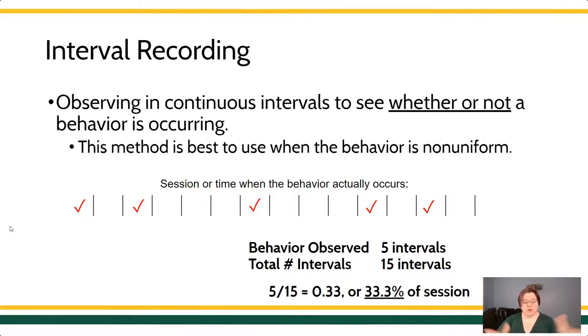So, in this particular case, these 15 intervals that I'm showing you on screen here, if the behavior happened even briefly, just a tiny bit, then you score it as if it happened. Whereas with whole interval recording, you can only count that the behavior happened if it lasted for the whole interval, like the name suggests. So if we're taking this session and breaking it down into 15 intervals, that behavior would have had to be happening at the start of the interval, and it would have had to continue through until the end of the interval for you to count that yes, it happened.